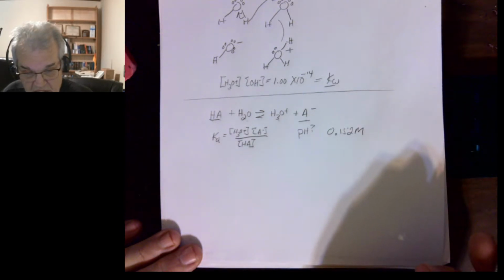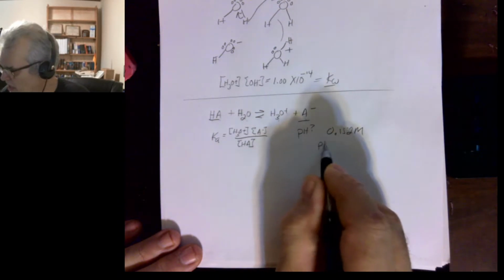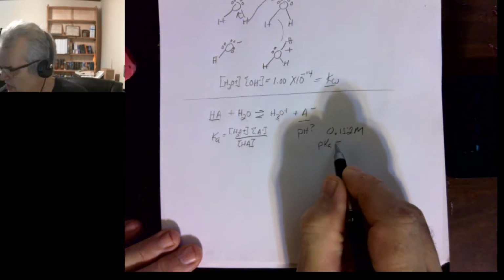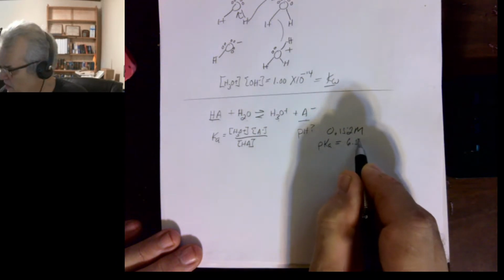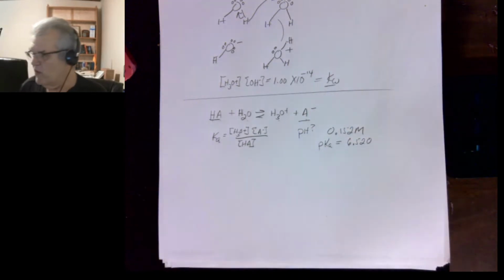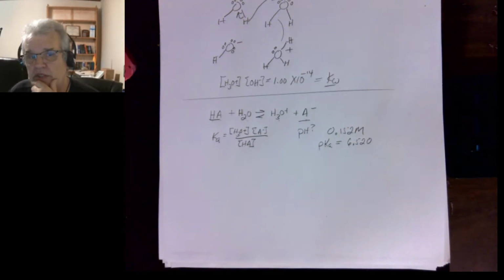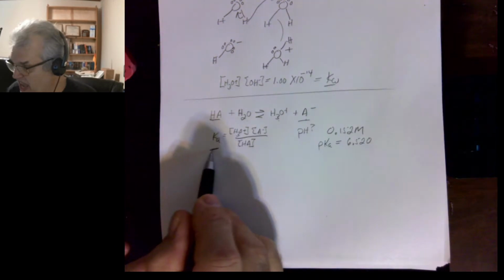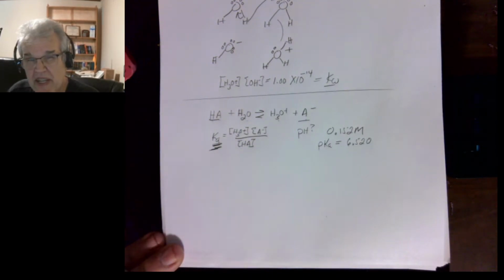And then, of course, they give us the pKa of this weak acid, which is equal to 6.520. Well, what's pKa? pH is the negative log of the hydronium ion concentration. So P functions are basically the negative log of something. So if it's pKa, it must be the negative log of the Ka. Okay, so how do we get back to Ka? Because that's what we need, right? This is Ka, not pKa. We will use pKa later on.